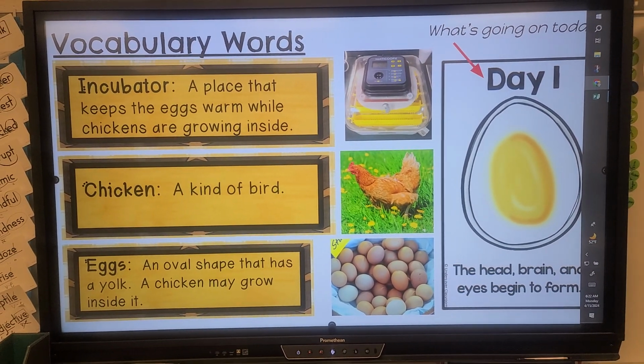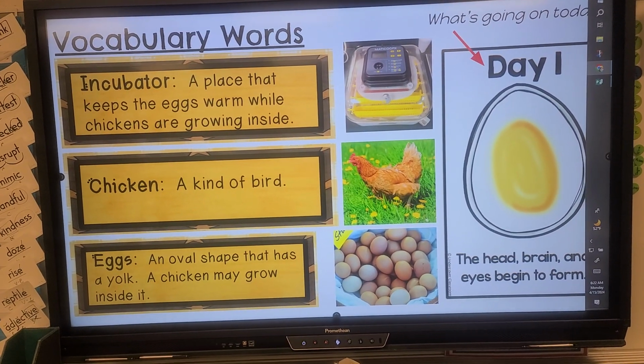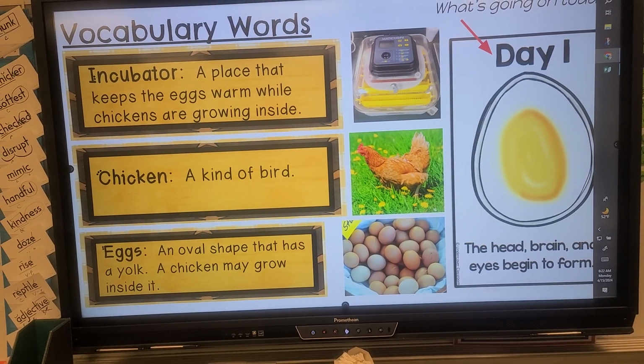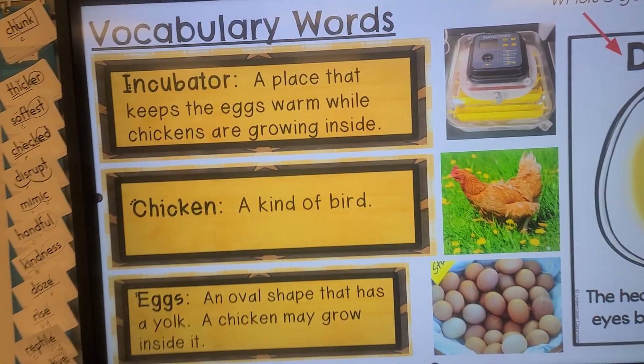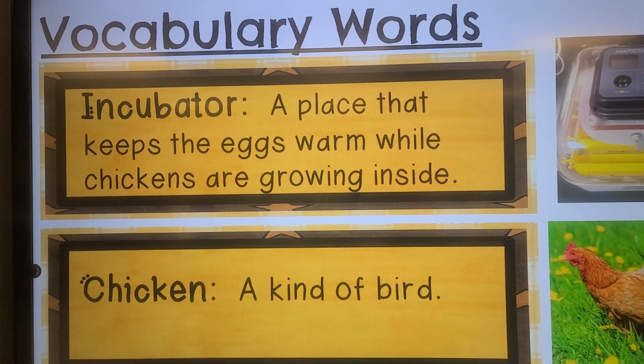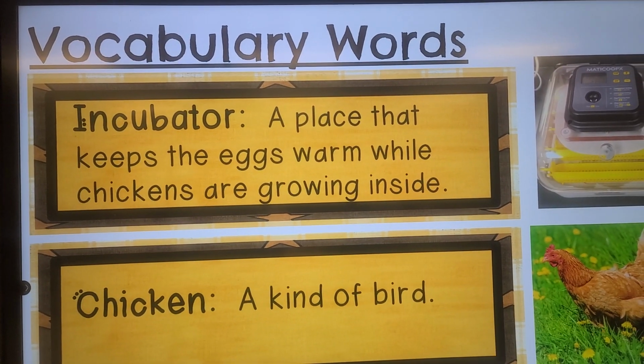And then let's look today at our three vocabulary words. We have incubator, chicken, and eggs. The incubator is the machine that keeps the eggs warm while the chickens are growing inside.